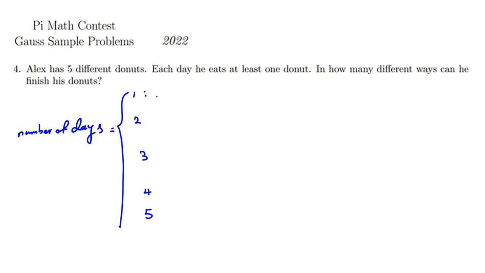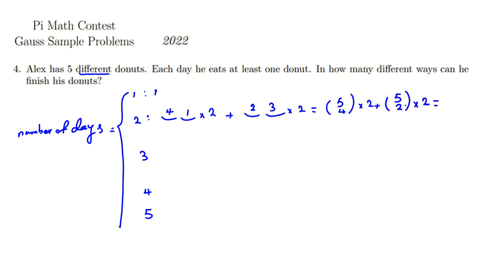Okay, so if you have one day, he should eat all his donuts in that day, one way. There are 2 days, so he can eat 4, 1. And 1, 4 also will be the same, so we multiply by 2. Plus 2 donuts in this day, 3 donuts in the second day, or vice versa, 3, 2, times 2. So if you have 4 here, which 4? Because it says different donuts. So 5 choose 4 times 1 choose 1. This one will be unique, times 2. Plus here 5 choose 2 times 3 choose 3 times 2. So 5 choose 4 is 5. 5 times 2 is 10. 5 choose 2 is 10. 10 times 2 is 20. So it will be 30.